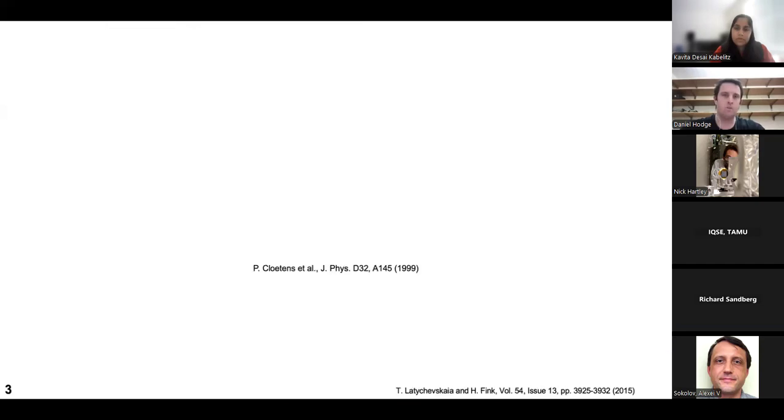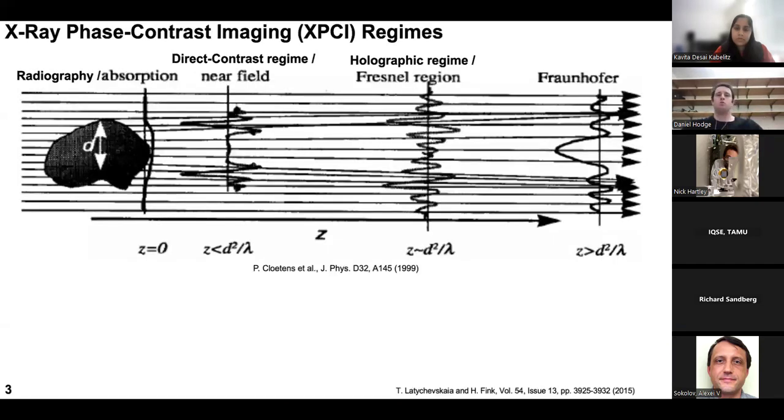contrast imaging. And so the regimes in which we'll be talking about today, or I guess I'll talk about this in general, is we have this sample of size D, and we have monochromatic plane waves interacting with this sample. And there is a so-called direct contrast regime, or the near field, right? So radiography would be just right after the sample, the shadow of the object, is what people would say in the literature.